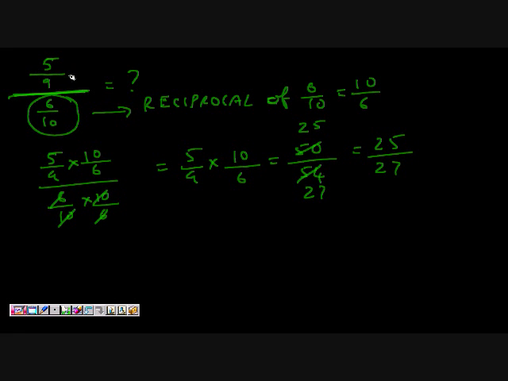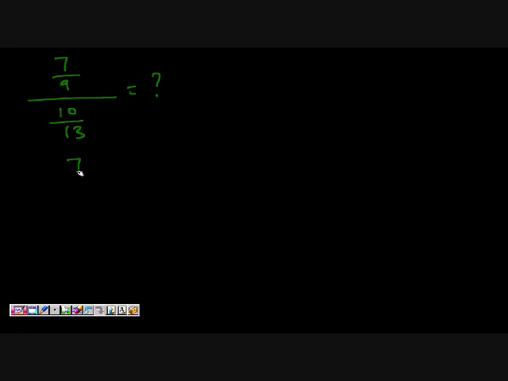7 by 9 divided by 10 by 13 is equal to how much? So as we noticed in the previous examples, we multiply the numerator by the reciprocal of the denominator to divide the fractions. So we can write 7 by 9 into 13 by 10. 13 multiplied by 7 is 91, and 10 multiplied by 9 is 90. So 7 by 9 divided by 10 by 13 is equal to 91 by 90. Let's take one more example.